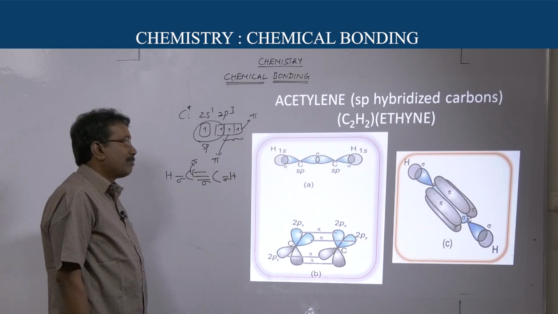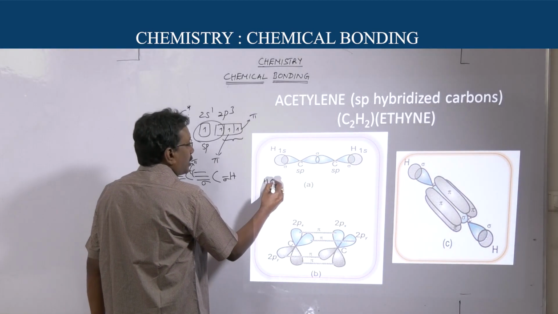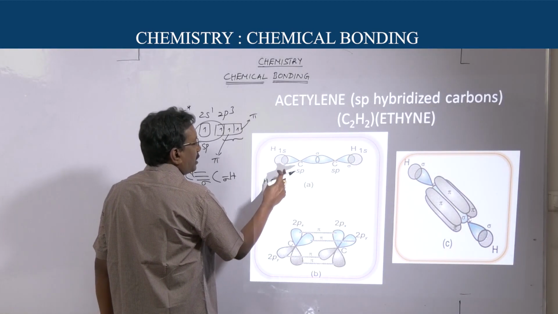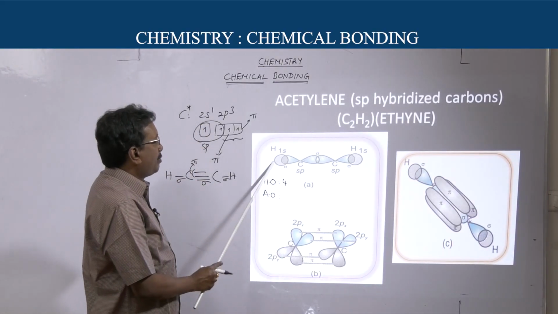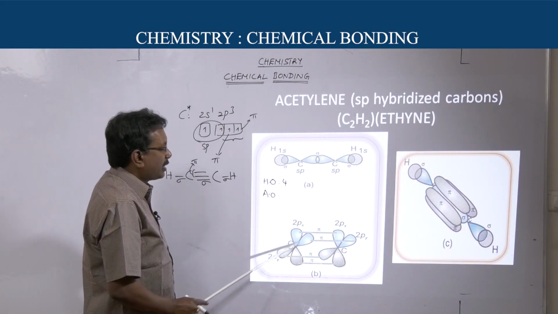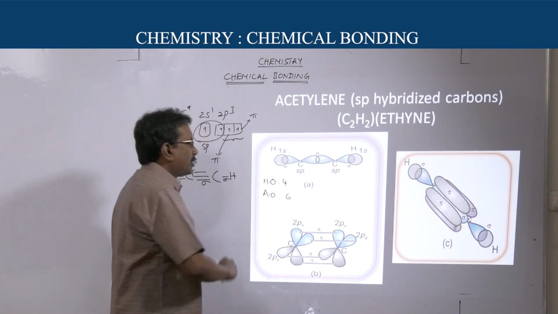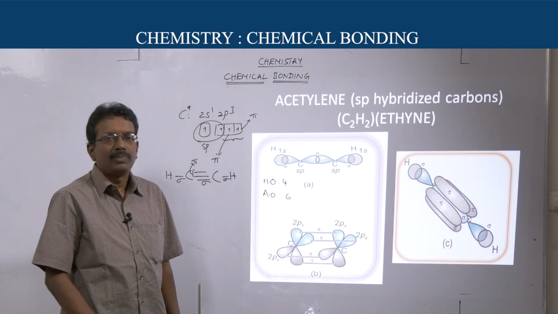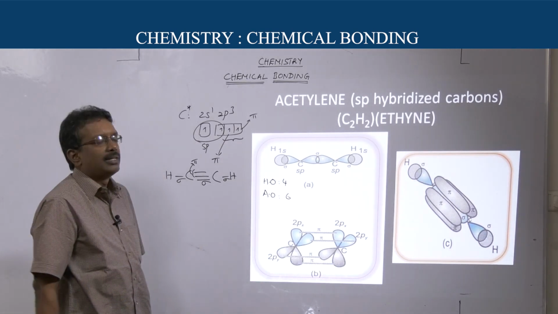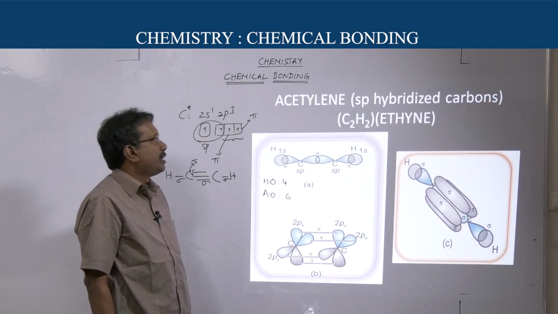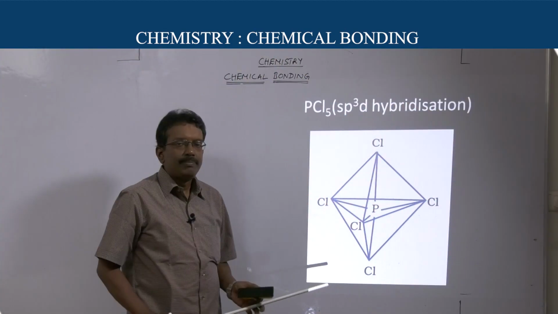Once again I am asking here, what is the ratio between hybrid orbitals and atomic orbitals? If you count hybrid orbitals, 1, 2, 3, 4 hybrid orbitals are there. Atomic orbitals: s orbital and 2 p orbitals here, 2 p orbitals here. Totally 6 atomic orbitals are there. Previously in the case of ethylene, both had the same number. But in the case of acetylene, 4 hybrid orbitals and 6 atomic orbitals. So this is about the formation of acetylene under sp hybridization of carbon.